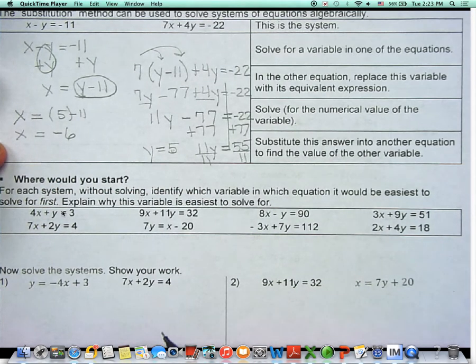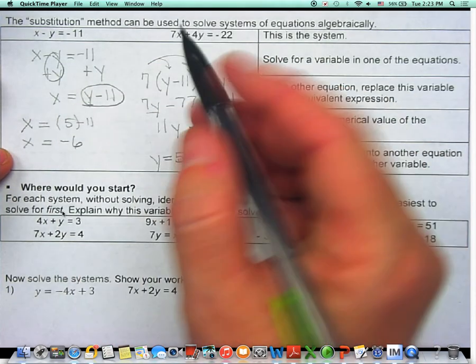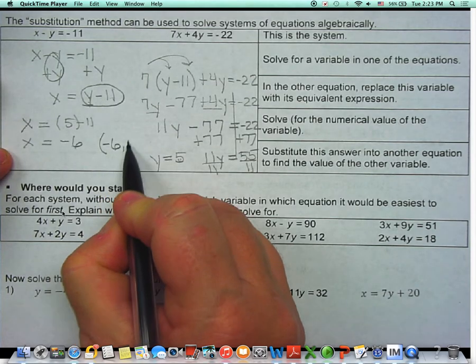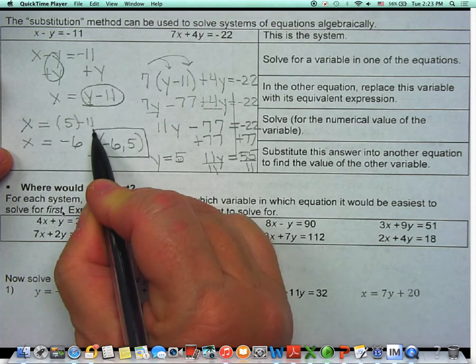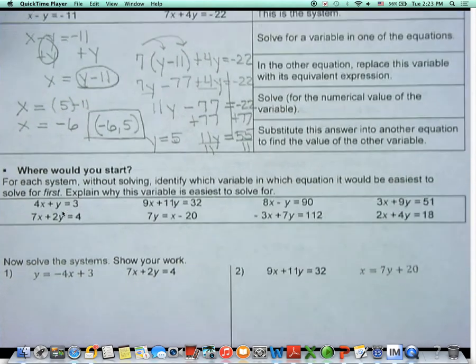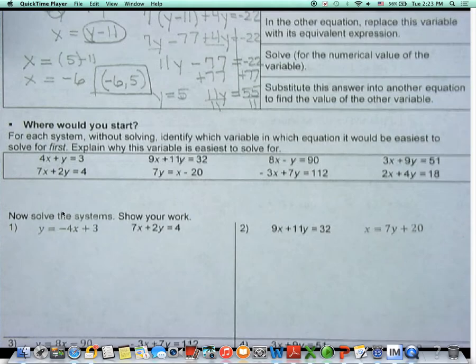Okay, so remember this is two lines that intersect, and this is where they intersect. If the ordered pair is negative 6, 5, that's your solution. Oh, I guess that makes sense. It does make sense.